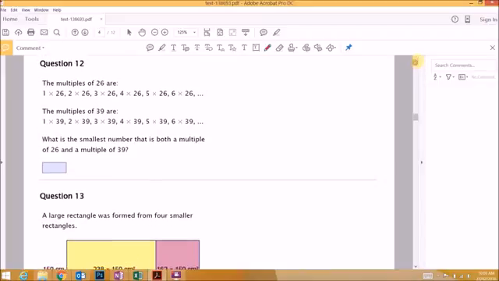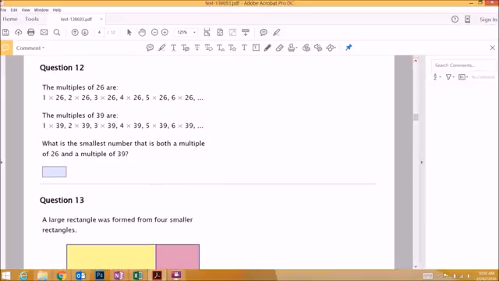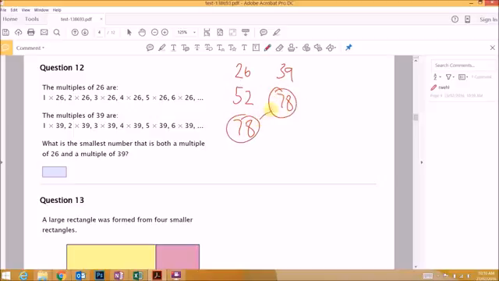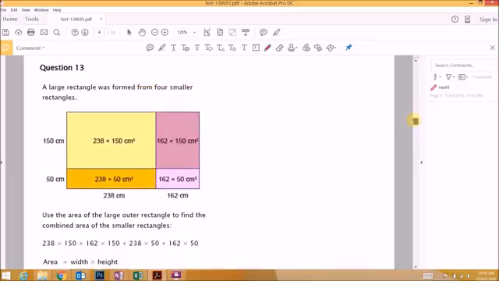Okay, so we're looking at question 12, and it's asking for the multiples of 26 and 39. So let's start with the multiples of 26. So 2 times 26 is 52. 3 times 26 is 78. Now let's start up our list of 39. So 1 times 39 is 39. 2 times 39 is 78. So we've got our common multiple. Alright, so our answer is 78. Let's go down to the next one.